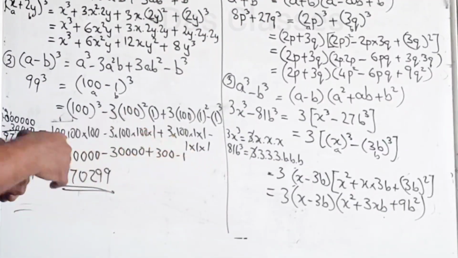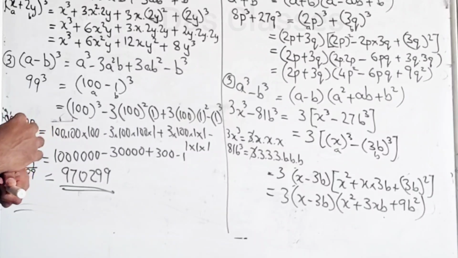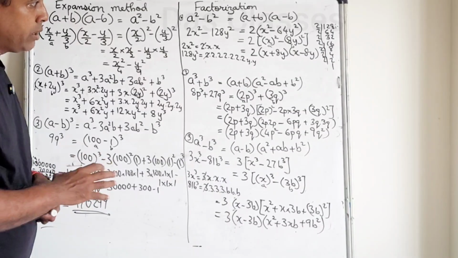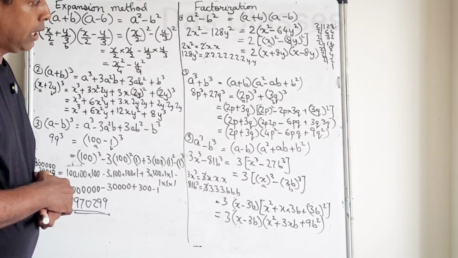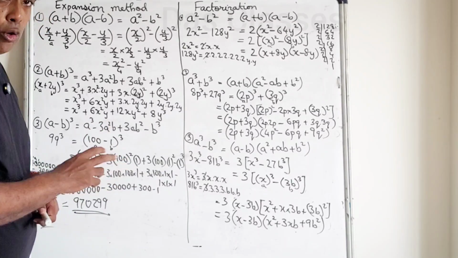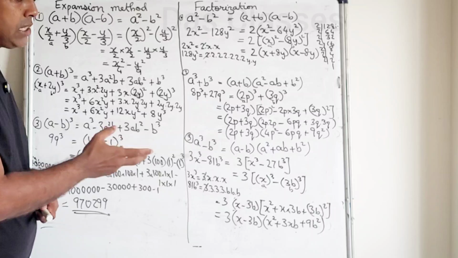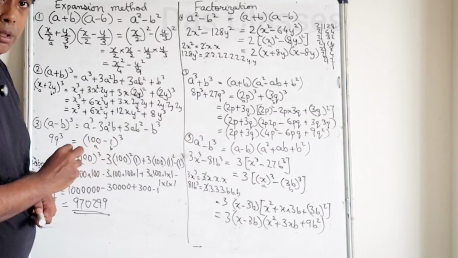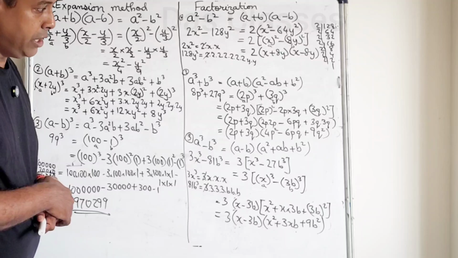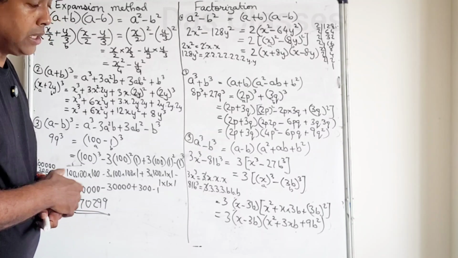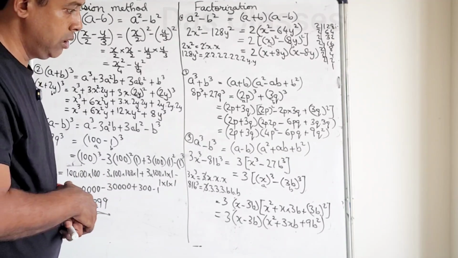So this is the basic difference between expansion and factorization. The prime importance is, first of all, you need to learn the formulas all properly. And once you have learned the formulas, when you do those sums simultaneously, you'll be able to understand the difference. Hope you have understood the video, and any doubt you can ask me in the comment section.